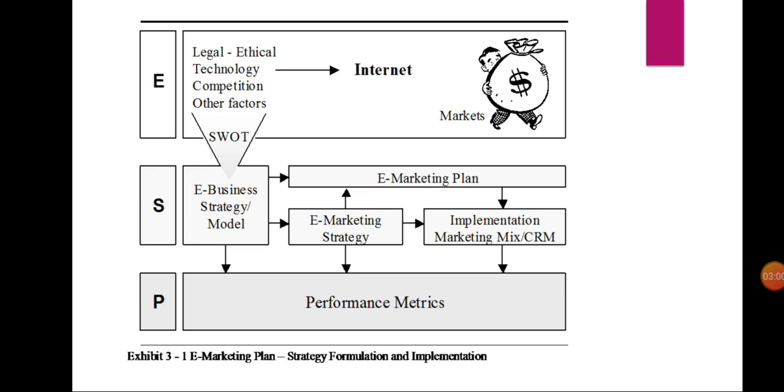Then we prepare an e-marketing plan. Then we formulate the strategy for e-marketing. Then we implement the marketing mix, or we can say CRM also. Here we use the 4Ps and customer relationship management. Once we implement all this, we have to evaluate the performance through metrics. We always use metrics to evaluate the performance of the plan, how actually it is going. Let's move further.